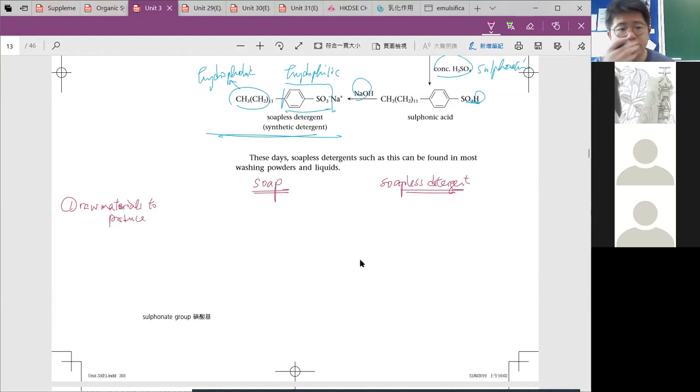Now I'll give you the first one. Raw materials to produce soapless detergent. What is the difference between the two?